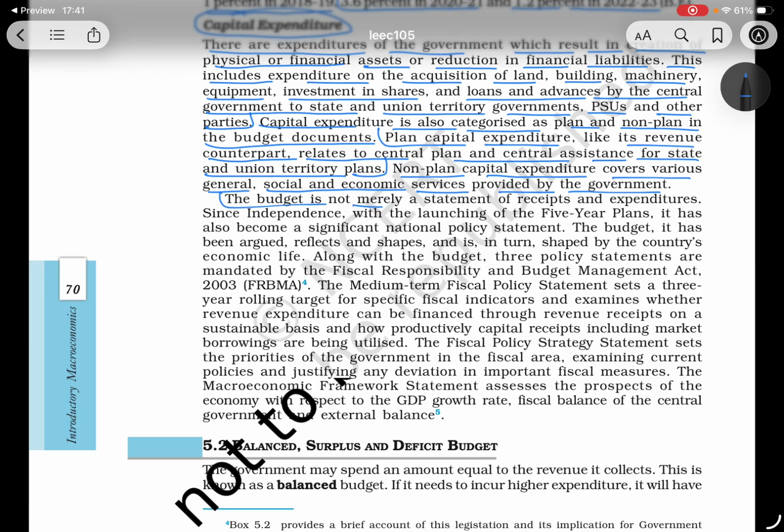The budget is not merely a statement of receipts and expenditures. Since independence, with the launching of the 5 year plans, it has also become a significant national policy statement. The budget, it has been argued, reflects, shapes, and is in turn shaped by the country's economic life. Along with the budget, three policy statements are mandated by the Fiscal Responsibility and Budget Management Act 2003.